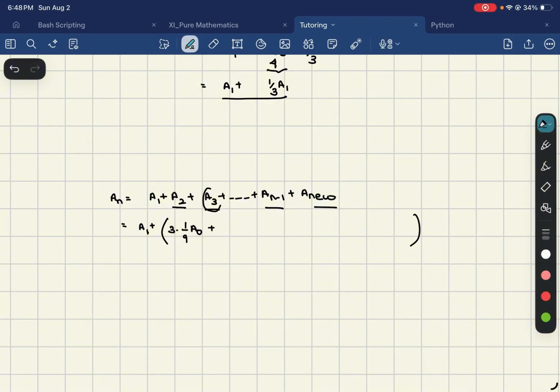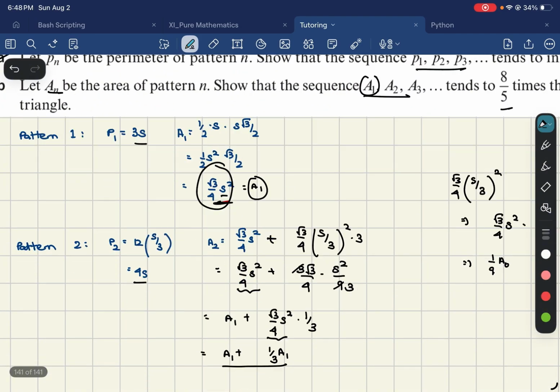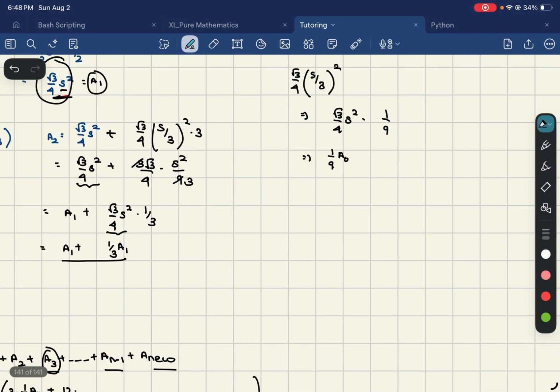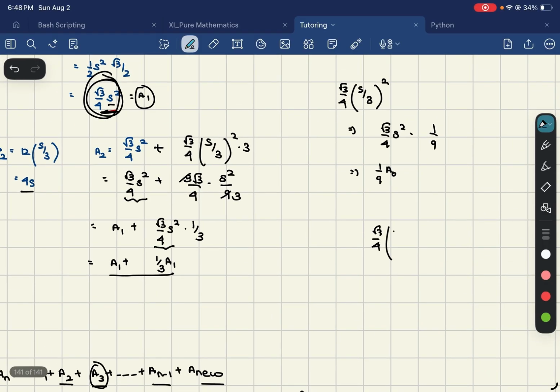Plus, when we got to A3, how many new triangles did it have compared to the previous one? Well, it had 12 new triangles, because we already had 12 new triangles. Now let's find the area of each triangle. So what is the area? It was 3 over 4, and for each new triangle we're going to use this formula again. So it has to be root 3 over 4.